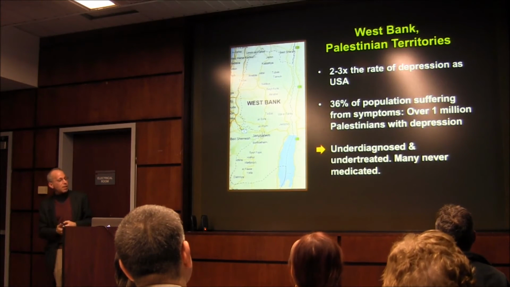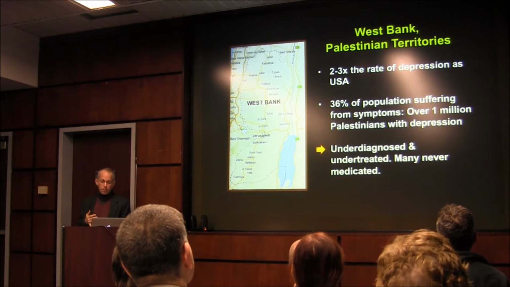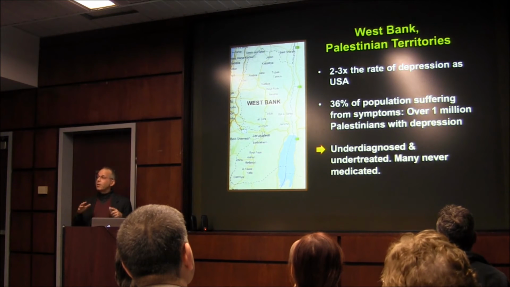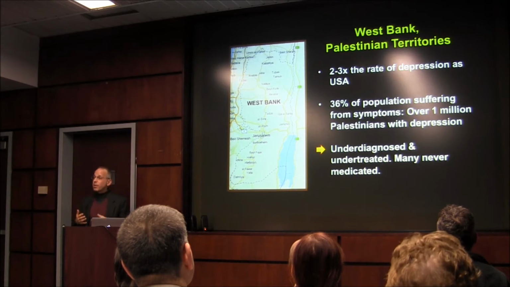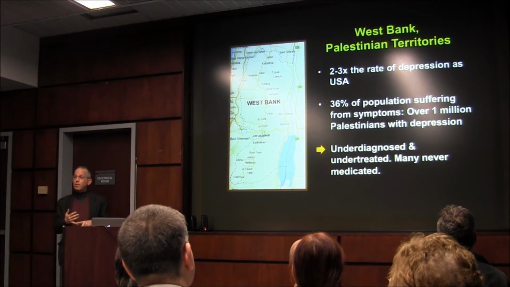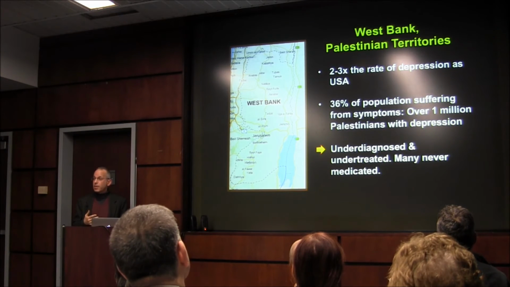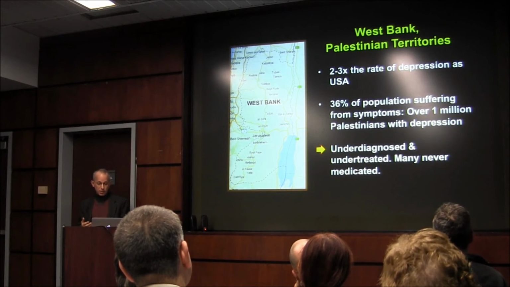Well, one place we can find it is in the West Bank and the Palestinian territories. There's about 2 to 3 times the rate of depression as the US. About 36% of the population suffers from depression, which means there are over 1 million Palestinians in this region who are diagnosable as clinically depressed. But in this region, there's a great degree of underdiagnosis and undertreatment, and a large number of these patients have never been treated. So this gives us an opportunity both to have a lot of patients who are depressed and particularly who've never been medicated before with antidepressants.